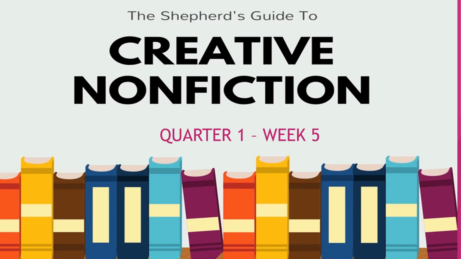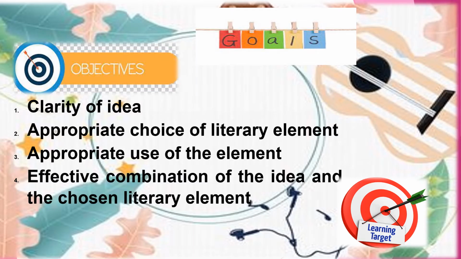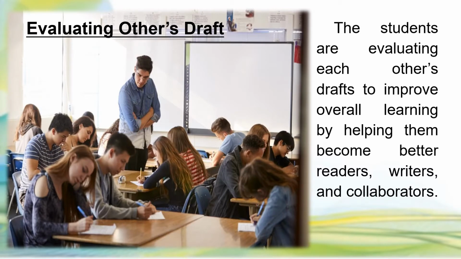This is Creative Nonfiction, Quarter 1, Week 5. Our objectives are clarity of idea, appropriate choice of literary element, appropriate use of the element, and effective combination of the idea and the chosen literary element. Evaluating others' drafts. As you can see, the students are evaluating each other's drafts to improve overall learning by helping them become better readers, writers, and collaborators.